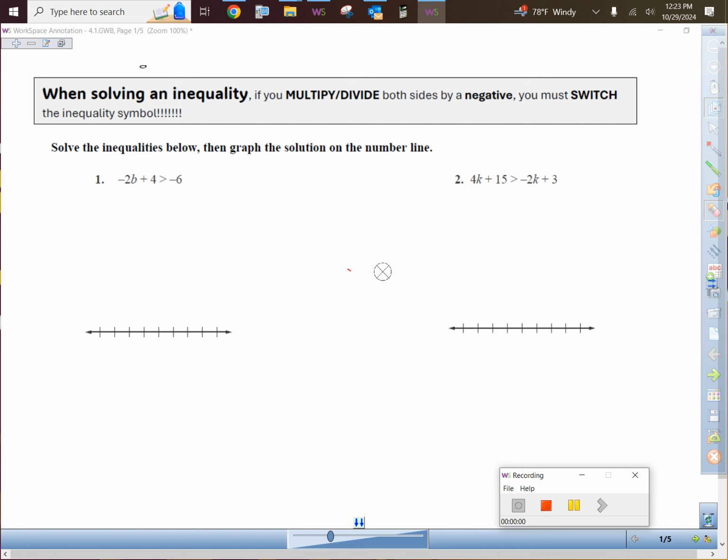Here we go. Let's solve this inequality. It's the same thing that we've always done, except if you multiply or divide both sides by a negative, we're going to switch this symbol. We'll dive right in when we get there.